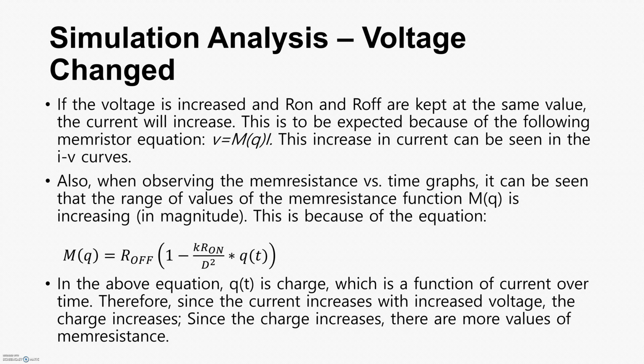This is because Q of T is a charge, right? Which is a function of current over time. So since we saw that the current increases with an increasing voltage, the charge also increases because charge is related to current. So since that charge increased, there is a wider range of values for the memristance function. And we saw that in the memristance versus time graphs.